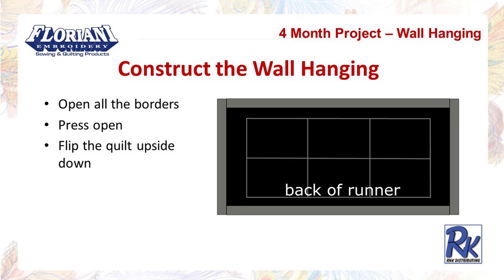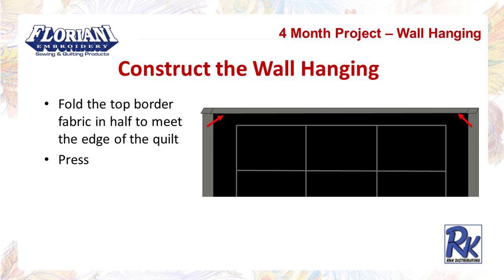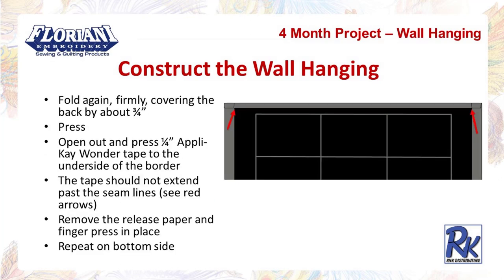Next, you'll want to open out all the borders and press them open, and then flip the quilt upside down. And from now on, we're going to be looking at the back of the quilt. Now you'll want to fold the top border fabric in half to meet the edge of the quilt and then go ahead and press that.